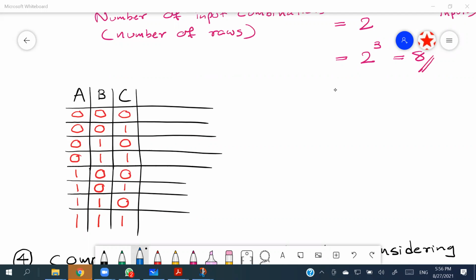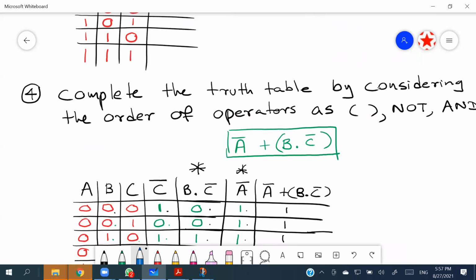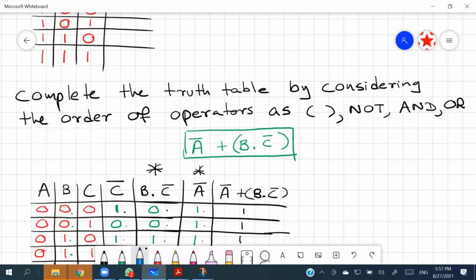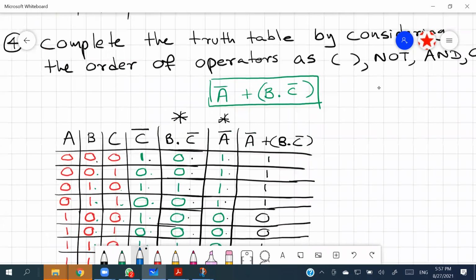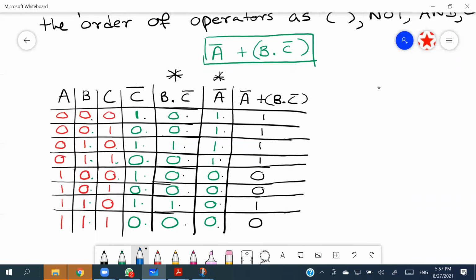Right, great. Okay, so then what we are going to do as the last step is consider the operator precedence, or the order of the operators, where the brackets come first, then the NOT operator, then the AND operator and the OR operator, like we did in the circuit drawings, and we are going to complete the truth table, right?